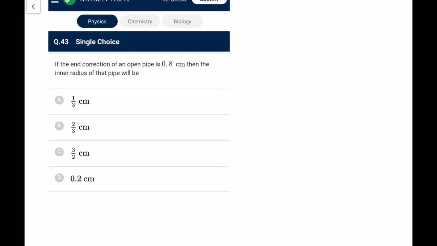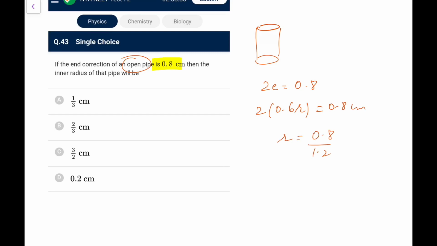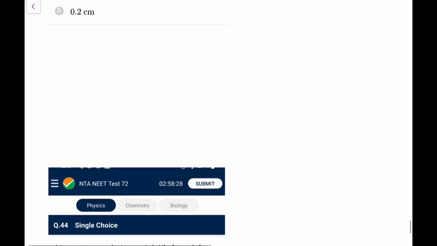Next, if the end correction of an open pipe is 0.8, then the inner radius of that pipe will be. Open pipe has end correction at both sides, so it is basically 2e in our terms, that is 2 times 0.6 r, that is 0.8 centimeter. So the radius would be 0.8 upon 1.2. Just remember it's not one open end, so it is 2 by 3 centimeters. So just remember, otherwise you will have the answer double of that. Okay, so just remember this thing.